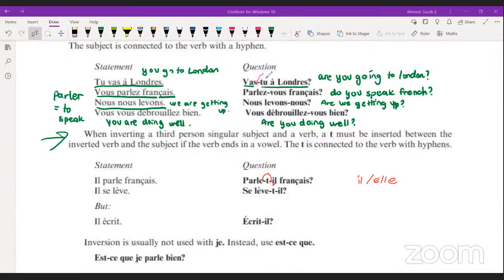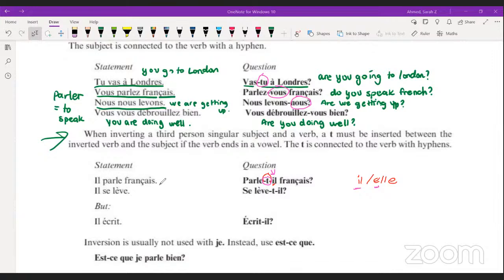starts with a T or starts with a V or it starts with an N. Okay, so we can just do this. But when the subject starts with a vowel, like il or elle, right? It starts with I, it starts with E. Then to make it flow better, we have to add a T in the middle. Okay, so il parle français.